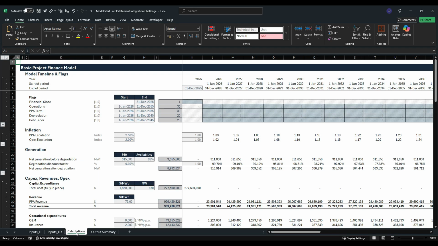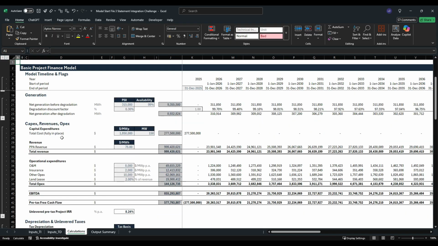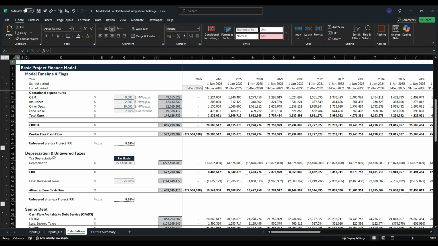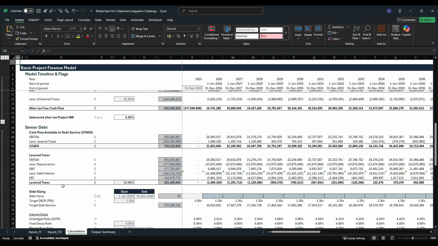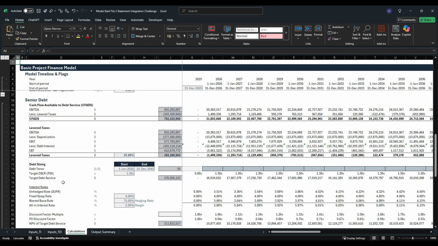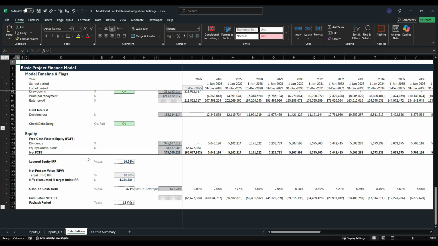And then we have set up a pro forma cash flow model where we started with our model timeline and flags, inflation assumptions, generation, CapEx, revenue and OpEx, depreciation and unlevered taxes, which allowed us to calculate our unlevered pre-tax project IRR as well as our unlevered after-tax project IRR. The toughest part of the previous lesson was modeling our senior debt, including some sculpting according to a target DSCR of 1.3. And then lastly, we were able to calculate our levered equity IRR, NPV, cash on cash yield, and payback period.